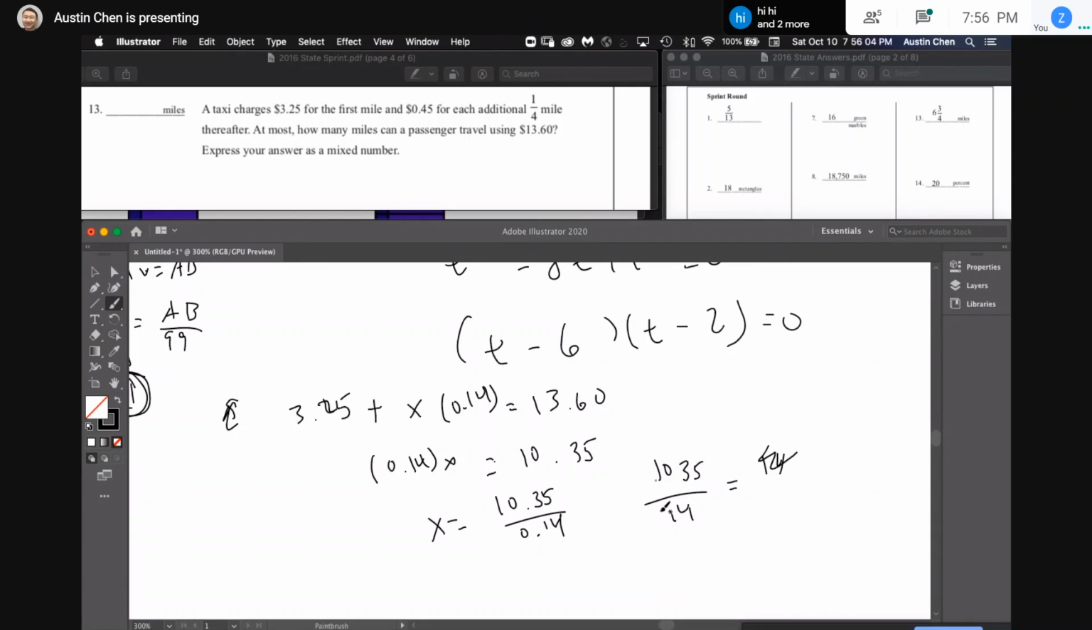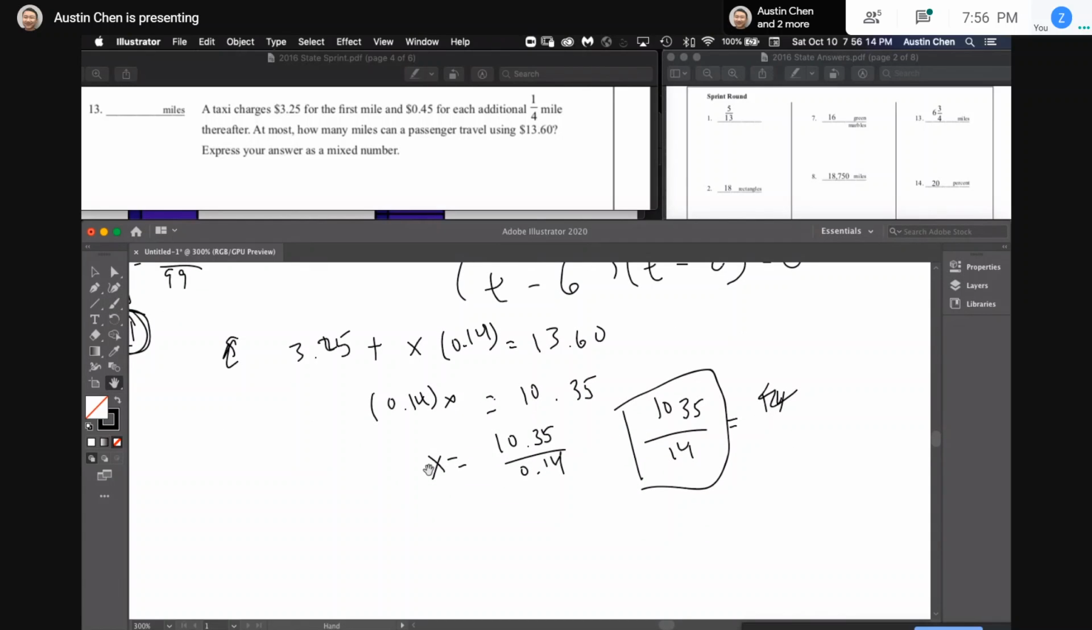Okay, so then let's just say x equals this for now. But x is each 1/4 mile that we drive, right? But we want to find the number of miles that we can drive, right? So if we have this amount of 1/4 miles, the number of miles that we can drive is going to be this divided by 4, right? Have I done something wrong?